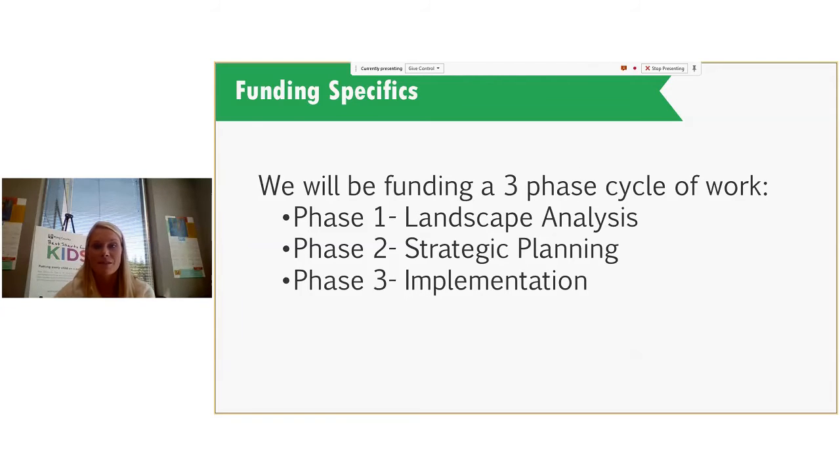So a few funding specifics. We'll be funding 3 phases of work through this RFP. The first phase will be a landscape analysis. And in the landscape analysis phase, we're really hoping to gather a comprehensive overview of current details and data related to developmental screening throughout King County. This would include availability, gaps, barriers, and we want to look at all things related to universal developmental screening.